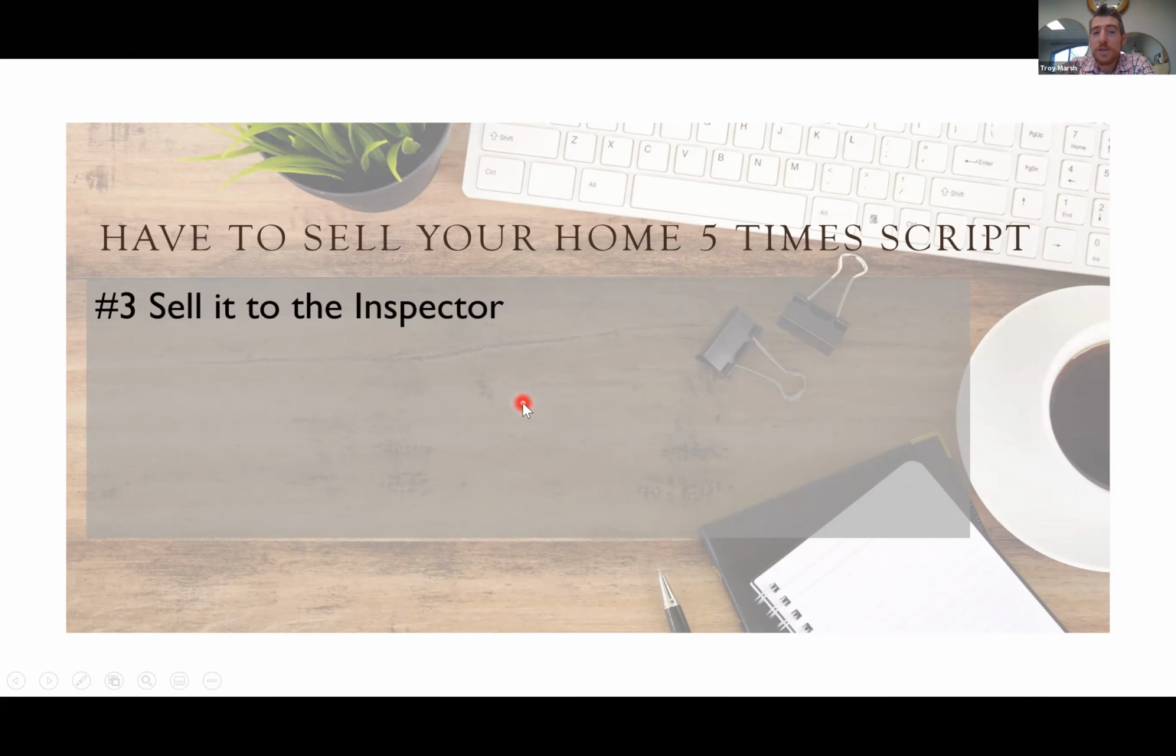Then we have to sell it to the inspector. The reality is, even though almost everybody's waiving the opportunity to ask for repairs, most people are still doing inspections. So you still have to bring an inspector in there who's hired to find problems. If you've ever been to a home inspection, you know that the inspector just sits there for 2 hours and tells the buyer all the things that are wrong with the house.